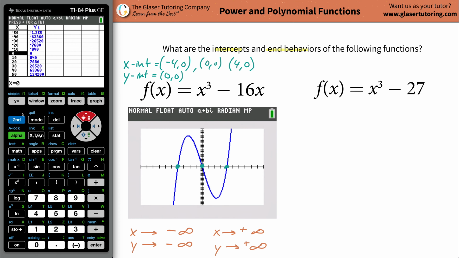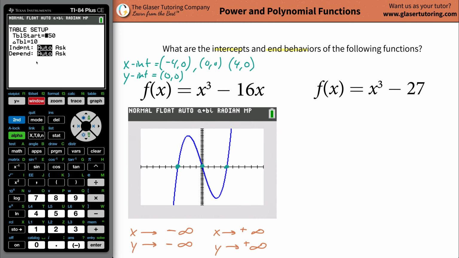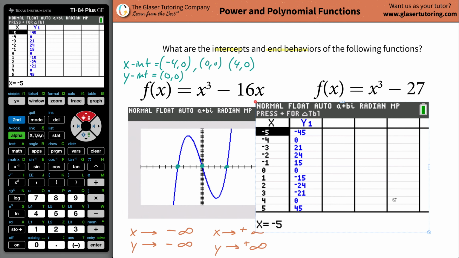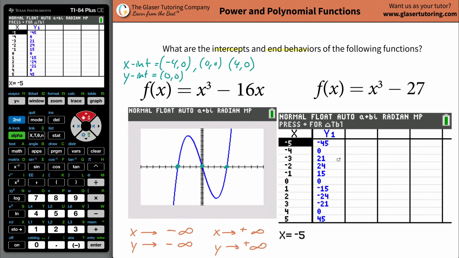So you want to hit your table set button, go to second window, and start the table at 0. That's fine. And then your delta table just means what your increment is. How much do you want it to go up by? I only want it to increase by 1 unit every time, the x value, that is. Now hit second graph, and here you go. So let's get this centered. Let's bring this onto the screen. And as you can now see, here's going to be the value.